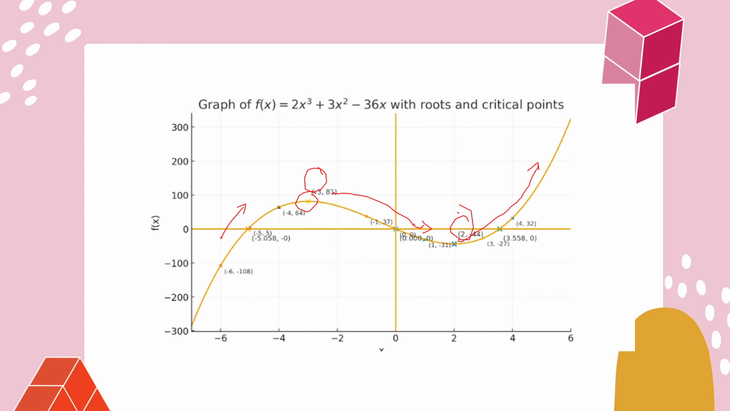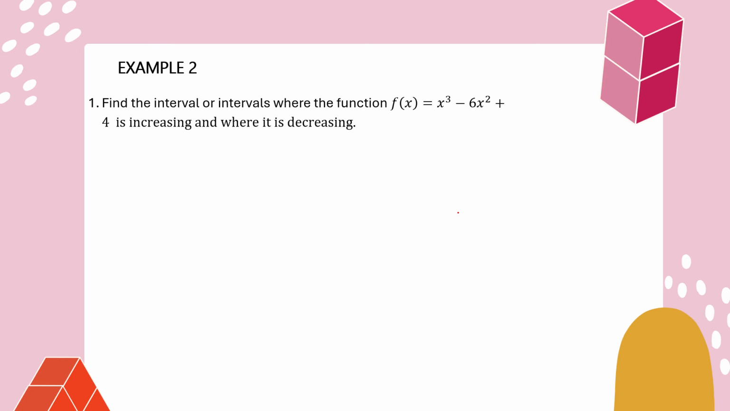And we have now example number 2. Find the interval or intervals where the function f of x equal to x cubed minus 6x squared plus 4 is increasing and where it is decreasing. So we have here the function f of x is equal to x cubed minus 6x squared plus 4.